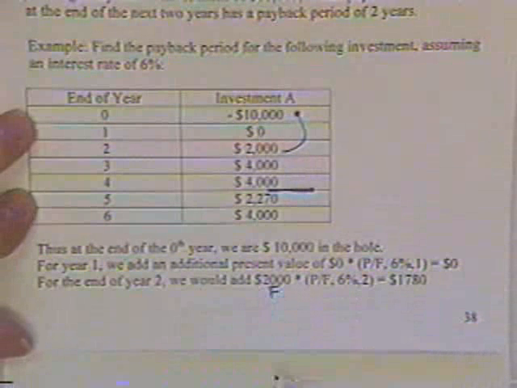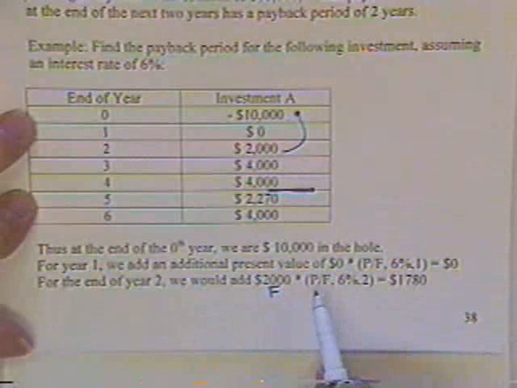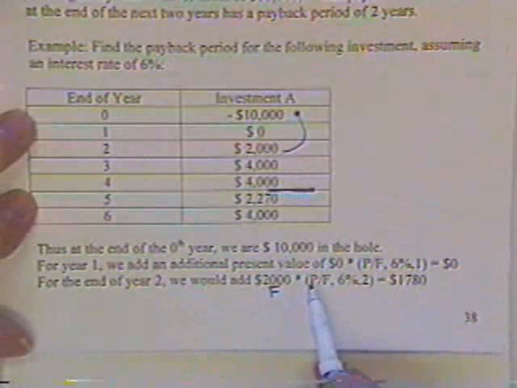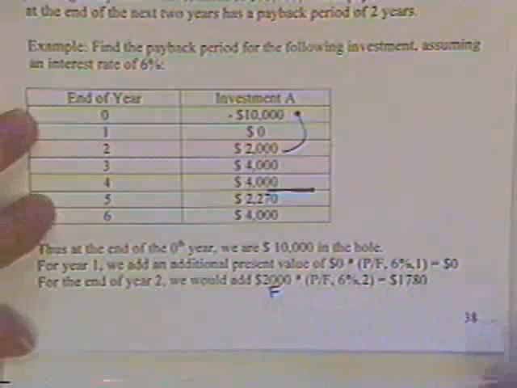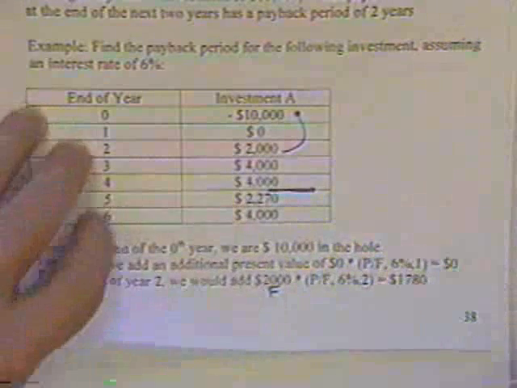The $2,000 is a future value. The future values, so you know which column to use, you multiply times P over F. F cancels F, leaving you with the present value of this money, $1,780.